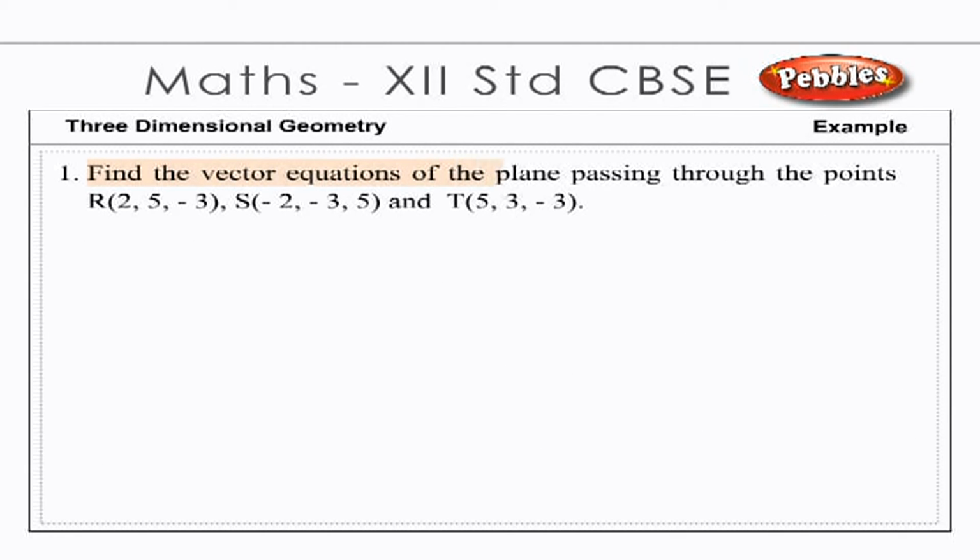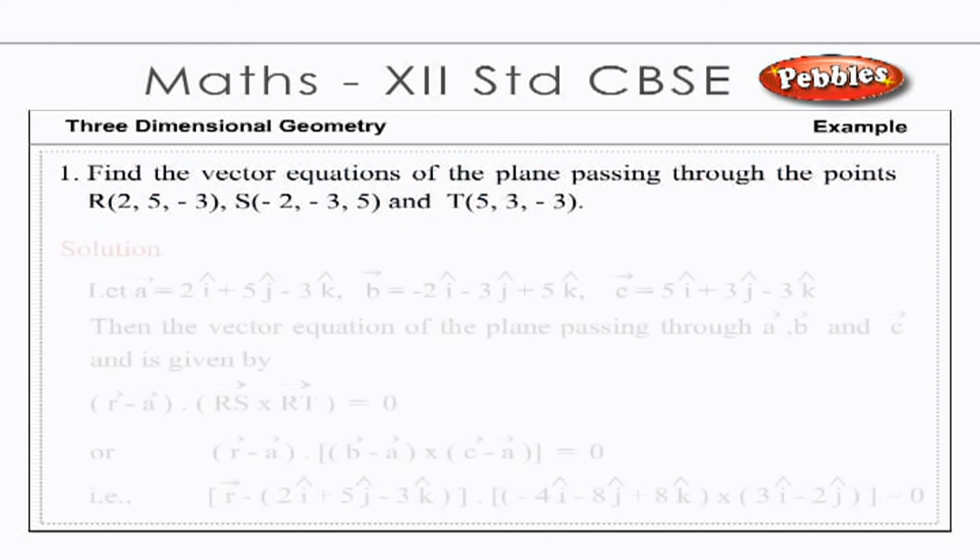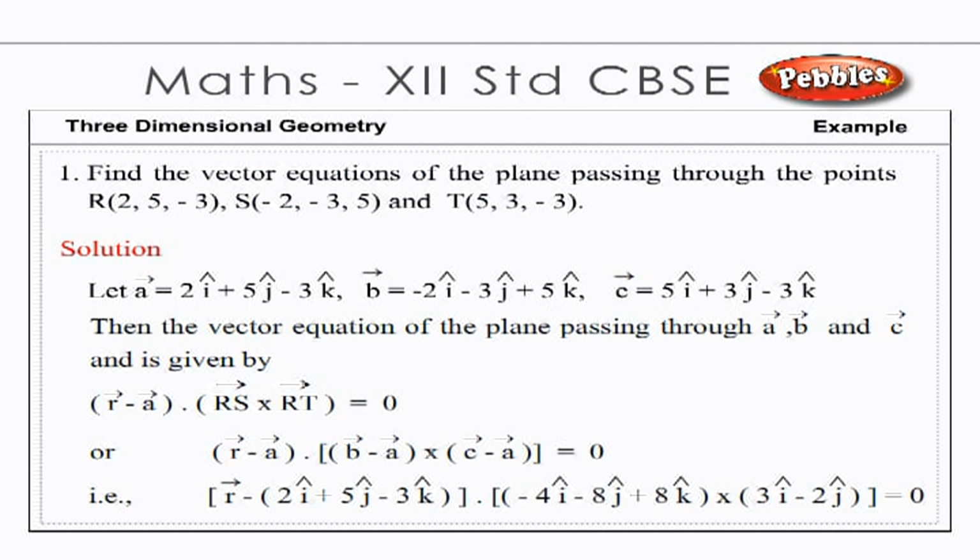Find the vector equation of the plane passing through the points R(2, 5, -3), S(-2, -3, 5) and T(5, 3, -3). Solution. Let vector A = 2i + 5j - 3k, vector B = -2i - 3j + 5k and vector C = 5i + 3j - 3k.